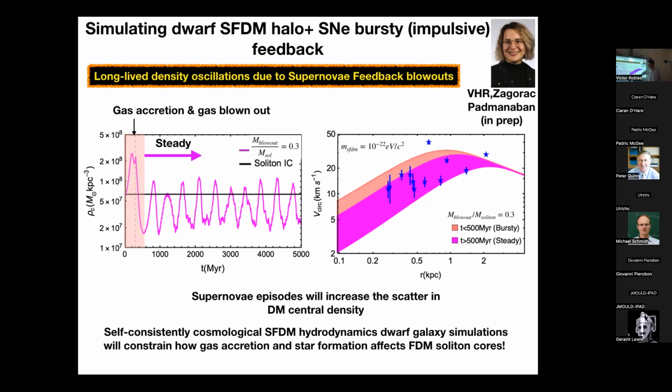And when you translate that to the density profile, or in this case to the circular velocity, what you end up having is that at different times you have solitons that are at different stages because it's oscillating. So that means you're going to have some scatter in the circular velocity. Each of these stars shown here is an individual galaxy in the field. So these are galaxies that are not in the tidal field of the Milky Way, but they are still in the Local Group. And what you find is that they lie within the scatter due to, again, these feedback effects.